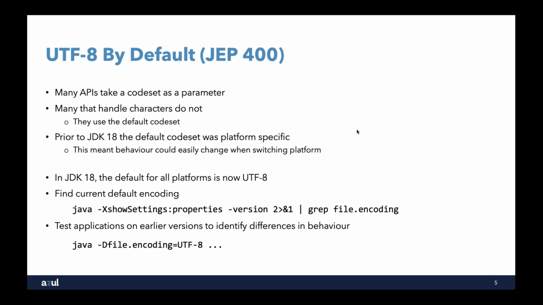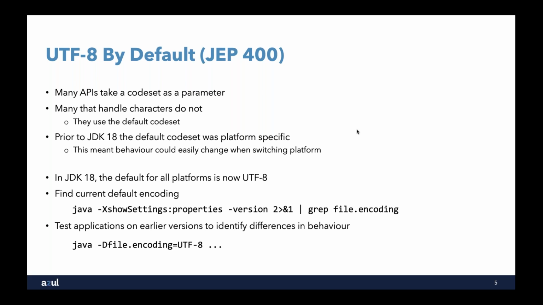doing that will show you what file encoding you're using. What you might also want to do is to test your applications on an earlier version where you're running your particular code to see if the behavior changes when you move to JDK 18 by having UTF-8 as the default code set. To do that, you can simply add this command line flag -Dfile.encoding=UTF-8, and that will change it so that you can test your application.